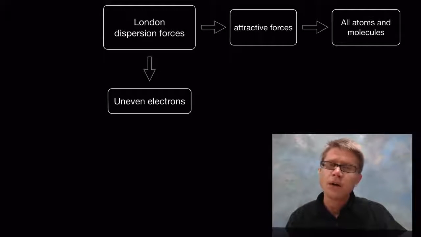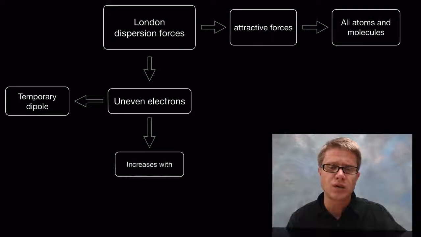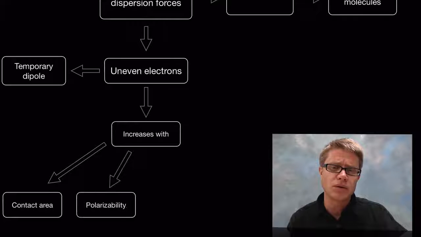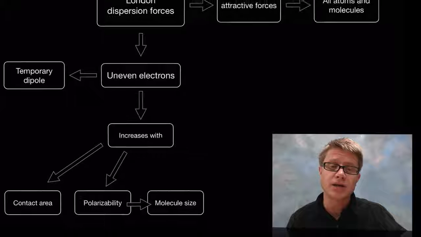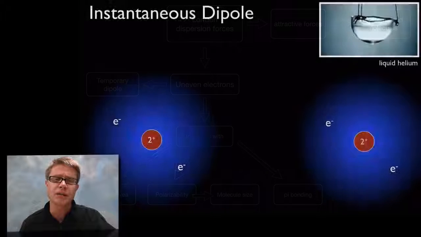It's really important. What really develops them are uneven electrons. As the electrons are distributed unevenly, they create what are called a temporary dipole. Those are going to be a molecule that has a charge. It has a positive and a negative charge. These are going to increase as we increase the contact area between the molecules. Also as we increase their polarizability, which is going to be the squashiness of a molecule. Generally, the more electrons you have, the higher this is going to be. And so as we increase molecular size, we're going to increase these dispersion forces. And finally, pi bonding, which is going to be where orbitals overlap. If we have more pi bonding, we're going to increase these.